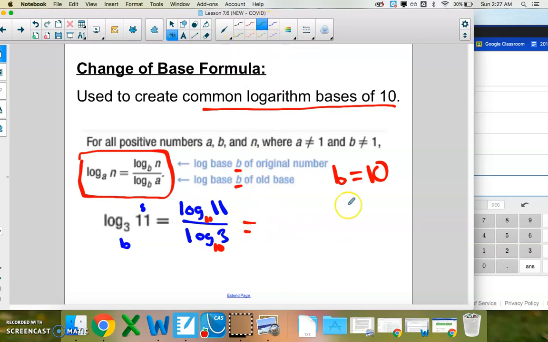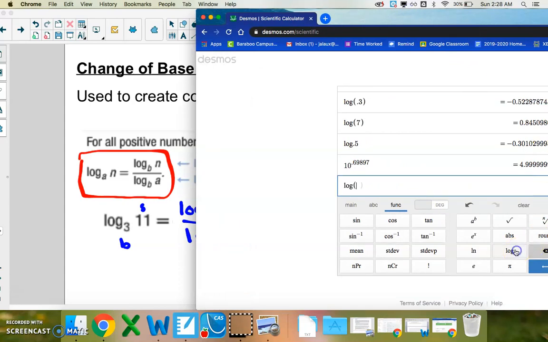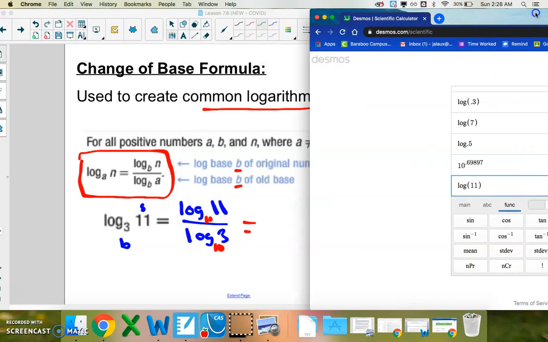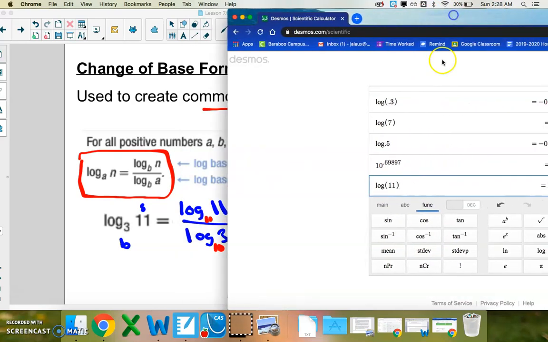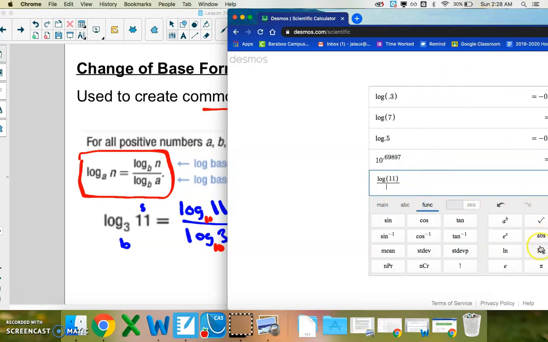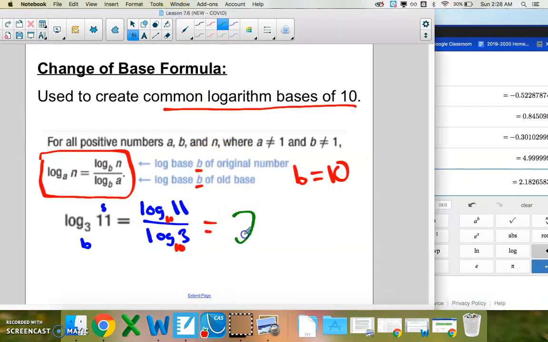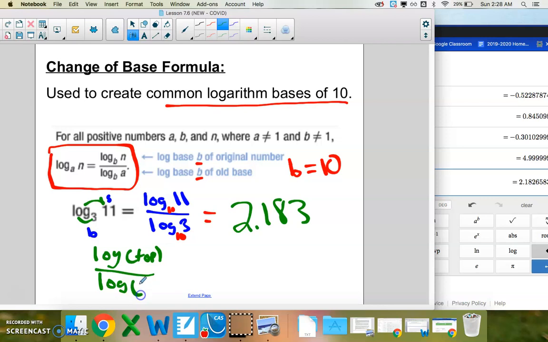So we're now able to just go over to our calculator, and we can type in log of 11. Make sure we close that parenthesis. Then we're going to go divide, back to functions, divide, back to the value, and then we're going to hit log of 3. And again, close the parenthesis, and we get the answer of 2.183. So notice the trick that I always tell people: it's always log of the top number over log of the bottom number, so log of the top divided by log of the base.